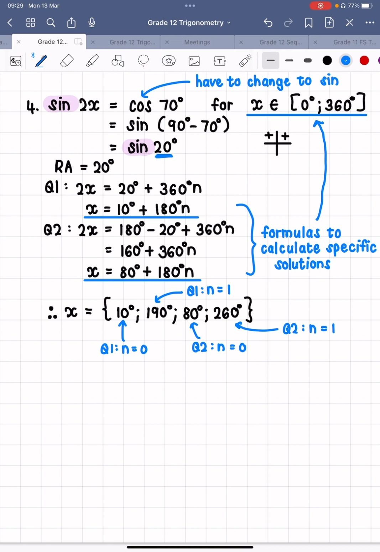Guys, you keep going, you keep subbing in values until you get values that are too big or too small for your interval. Okay, it will depend on the question.